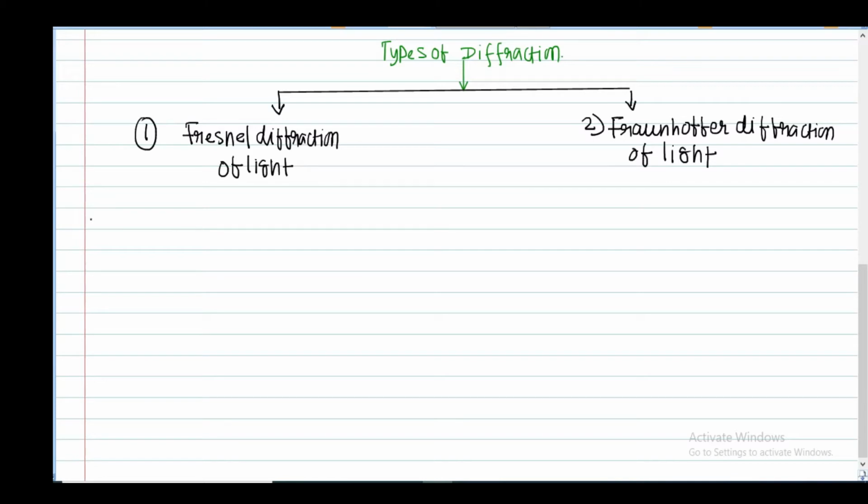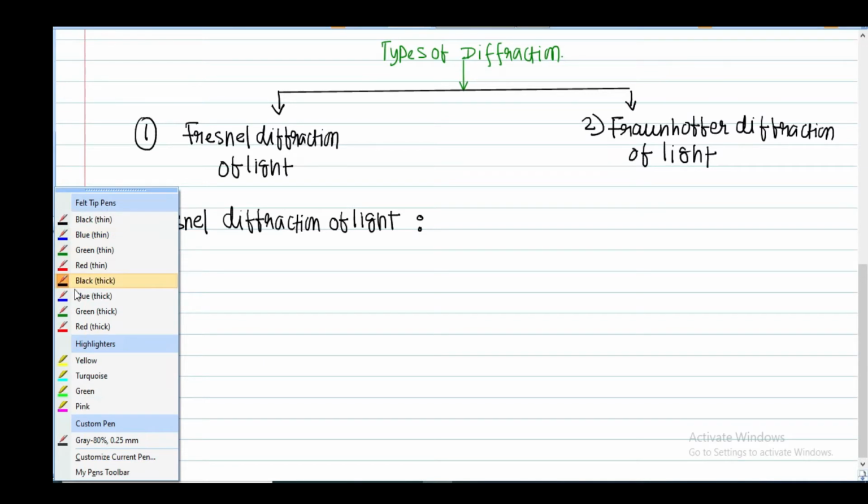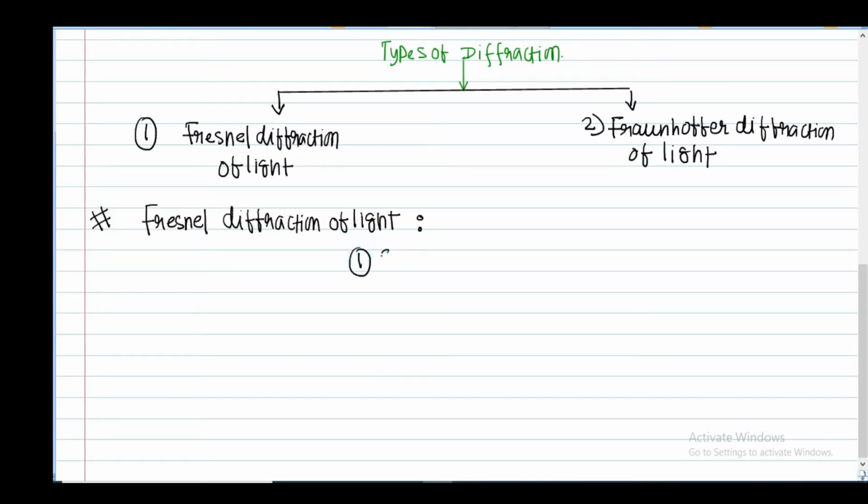First, I'm going to explain the Fresnel diffraction of light. In order to observe the diffraction of light, we need three important components. The first one is the source of light. The second one is the slit, or the aperture, or you can say the sharp edge of any obstacle.